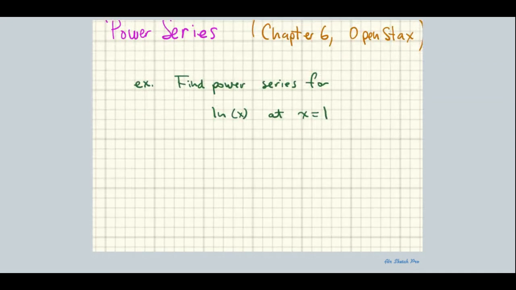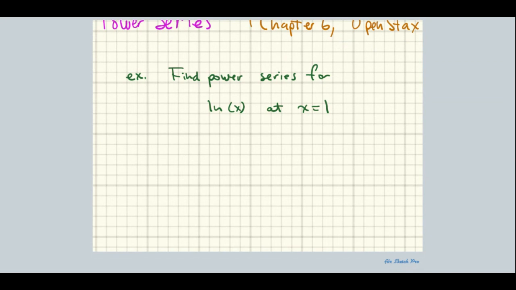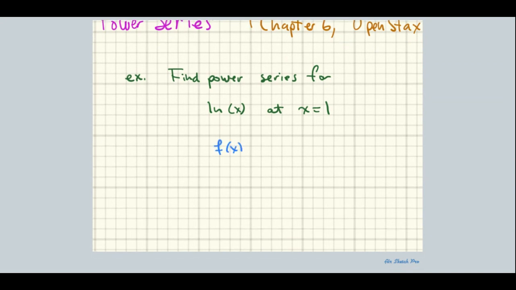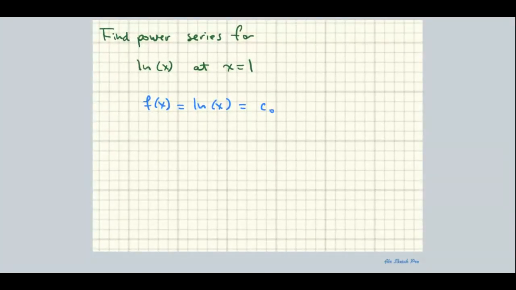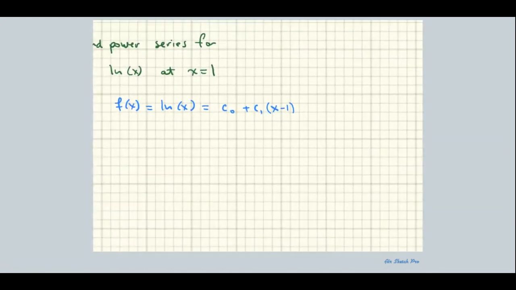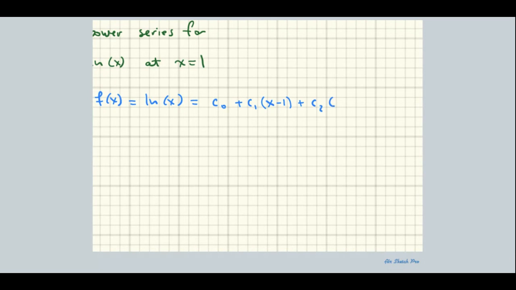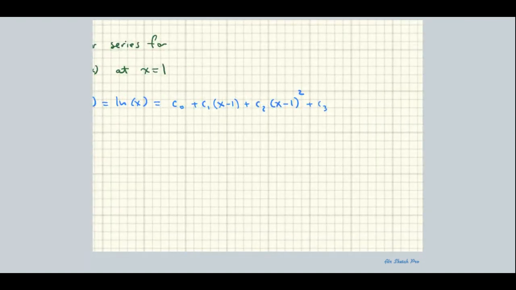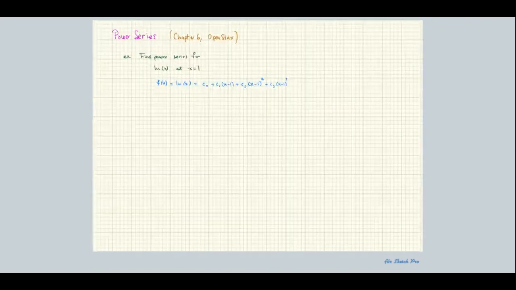Okay. So here's what I'm talking about. I'm looking at f of x equals log of x, equals c0 always, plus c1 times x, but I'm shifting it by 1, plus c2 times x shifted by 1 squared, plus c3 cubed. So there's the series, and it goes on forever, right?